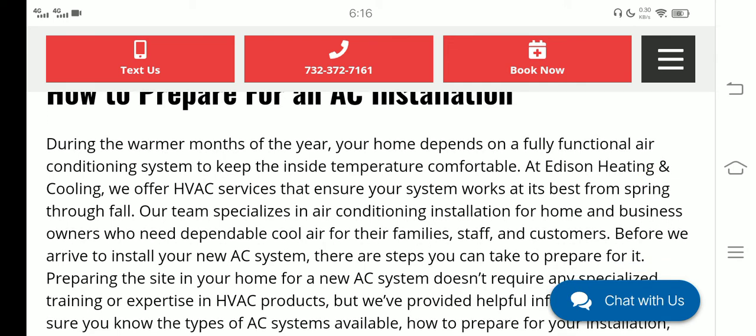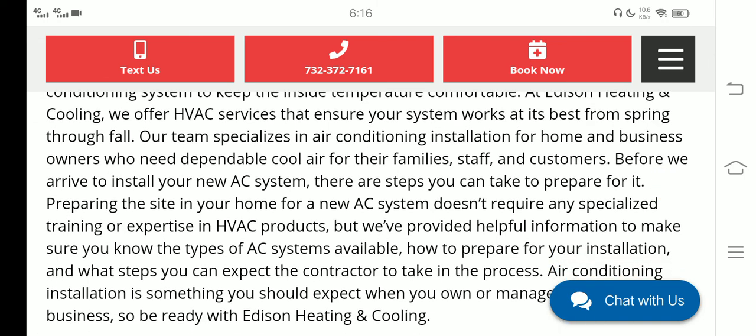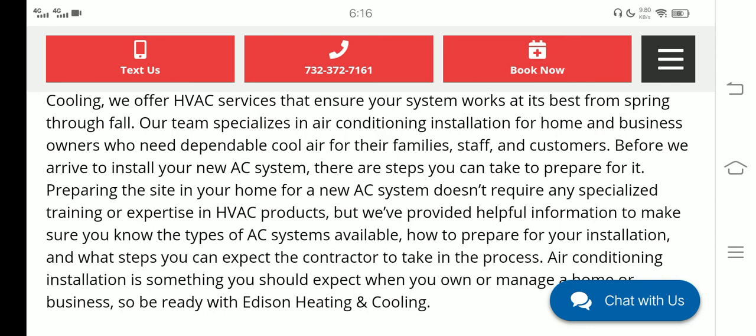Before we arrive and install your new AC system, there are steps you can take to prepare for it. Preparing the site in your home for a new AC system doesn't require specialized training or expertise in HVAC products, but we have provided helpful information to make sure you know the types of AC systems available, and how to prepare for your installation.